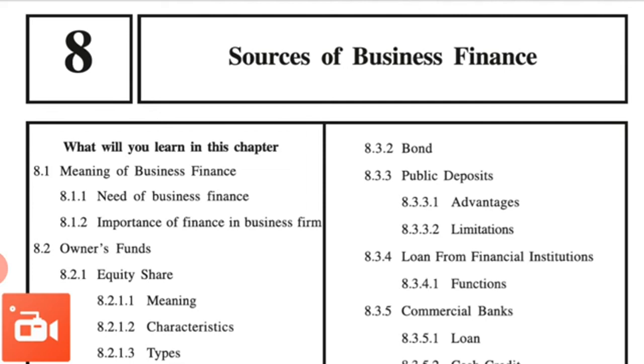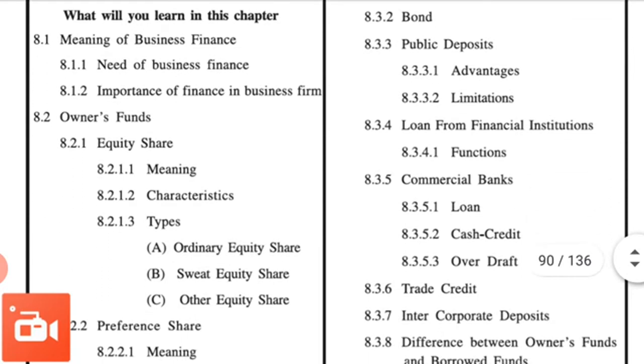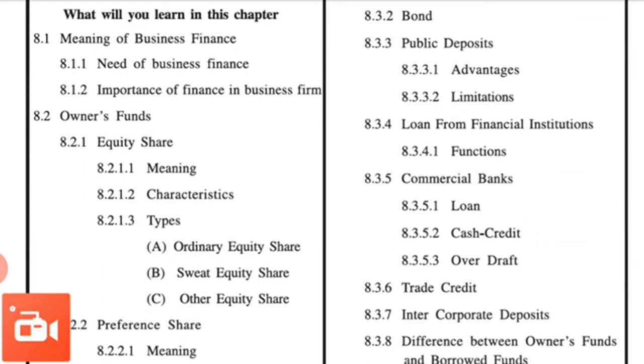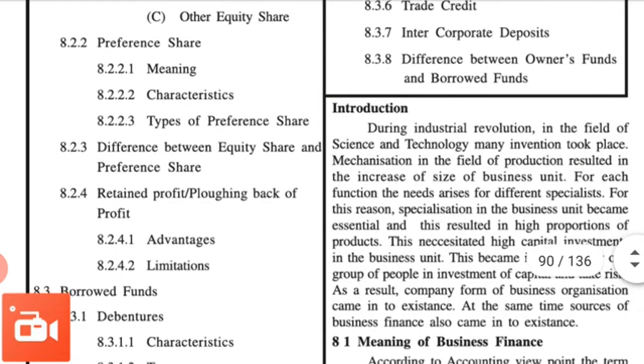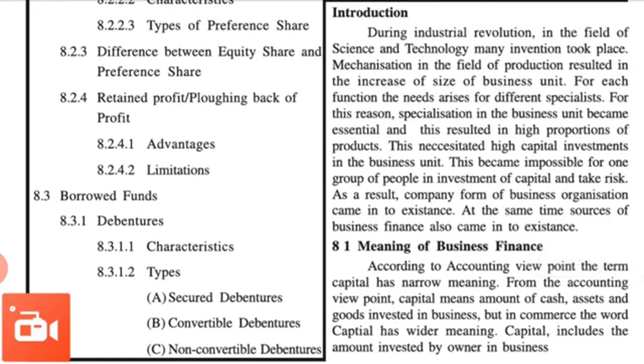So first, the meaning of business finance, then the importance of finance, then different types of finance like owners' funds, in that equity shares and preference shares, then retained profit, then borrowed funds. What are borrowed funds? Like when we borrow a loan from a bank, that is borrowed funds. If a company issues a debenture to the public, then it is also called borrowed funds.